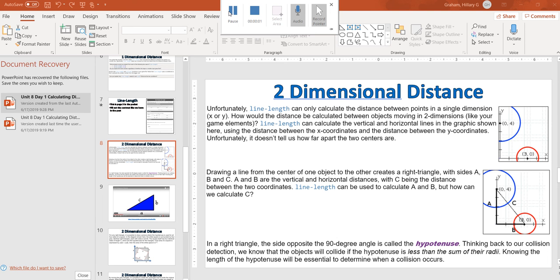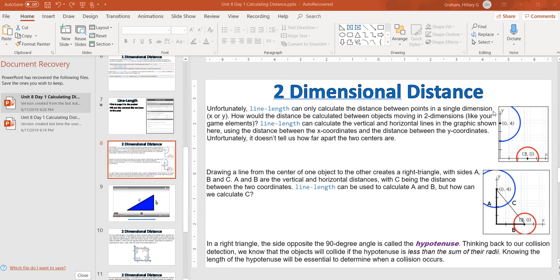All right, so we figured out that using line length is great if we want to figure out the distance between 2 points that are horizontally on the same line, or the distance between 2 vertical points that are on the same line. But what if we wanted to figure out something like this? Check out my picture over here.